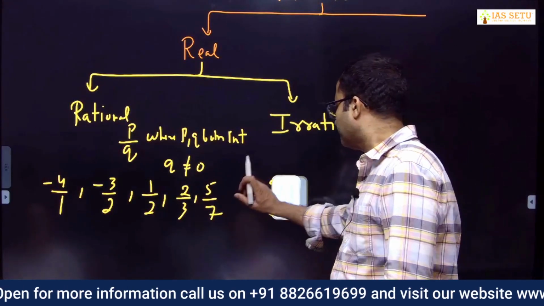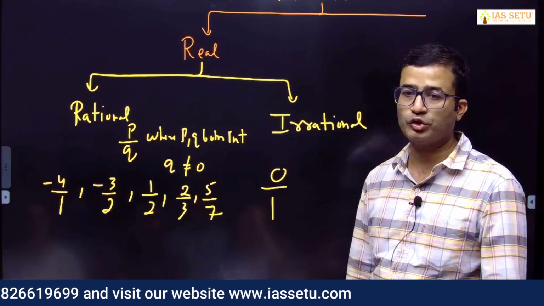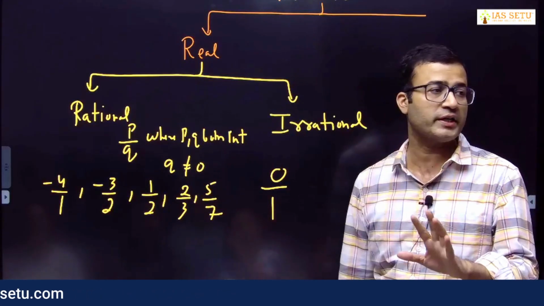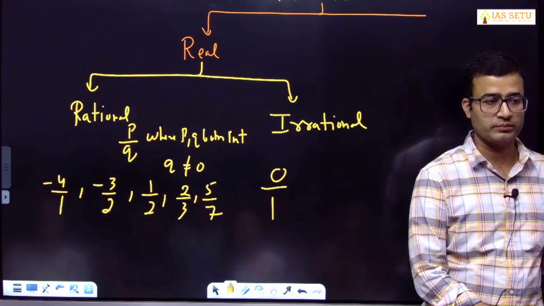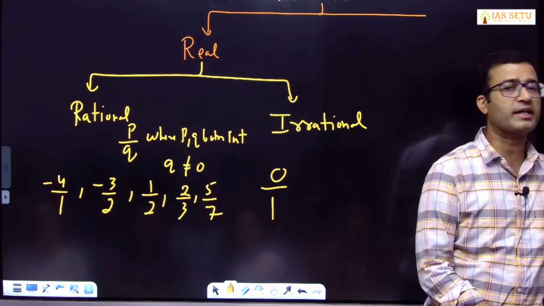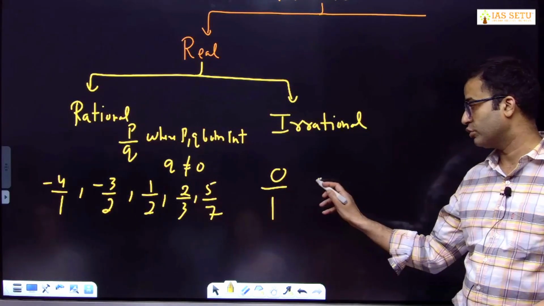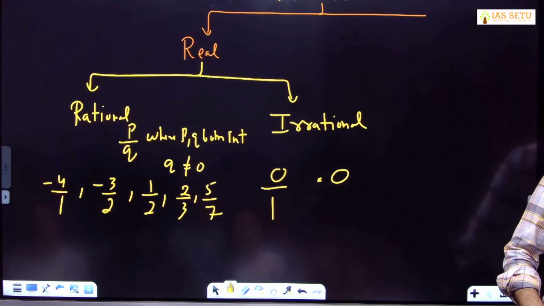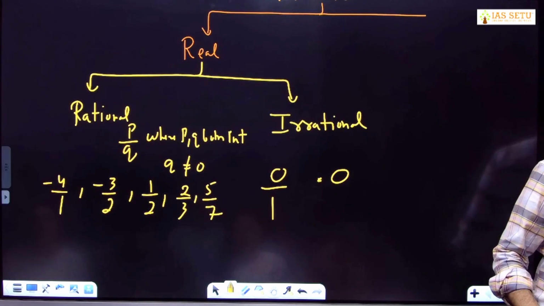Now here, numerator can be 0, 0 by 1 or 0. If the question is whether 0 is a rational number, yes, 0 is a rational number. Numerator can be any integer, including 0. There is no condition for the numerator. There is a condition for the denominator. Denominator cannot be 0. Numerator 0 हो सकता है, 0 by 1, which is actually equal to 0. ये 0 के ही बराबर होता है. So 0 is a rational number. Numerator can be 0, but denominator cannot be 0. That is a fixed rule.